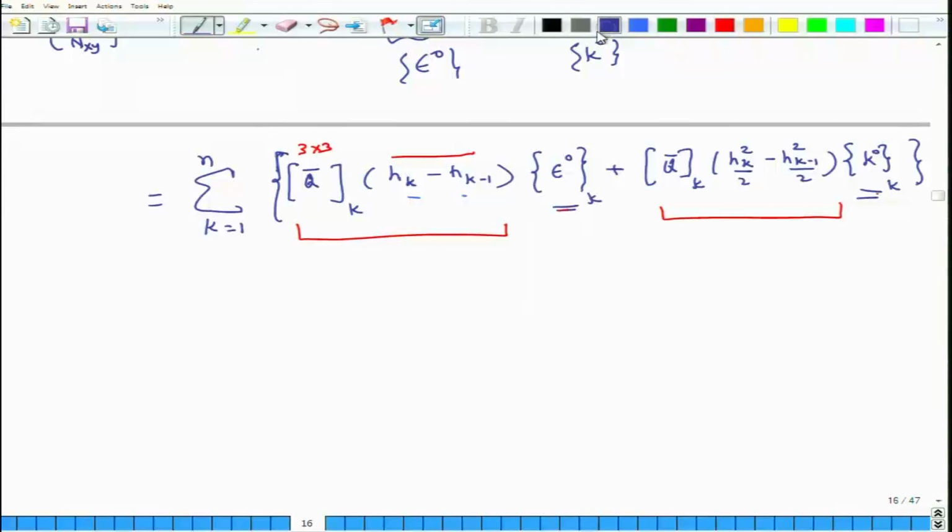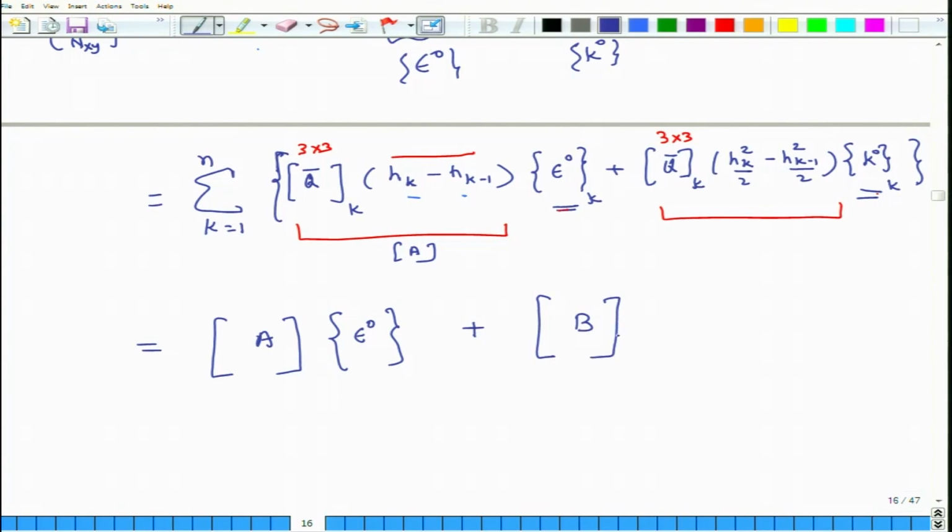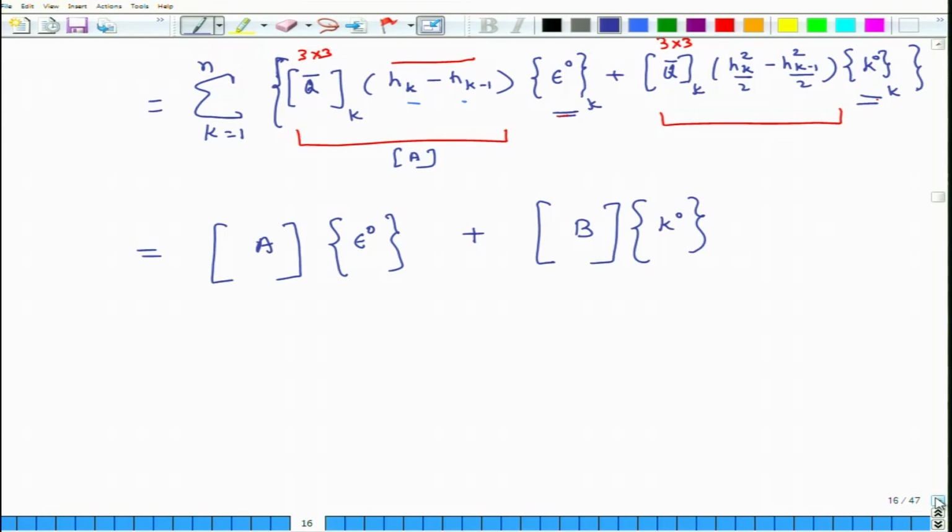Okay. So, that is equal to a 3 by 3 matrix A times the mid plane strain. So, from here I get A. Okay. And the same thing I do on the second one. So, here this is a 3 by 3 matrix, and h_k square by 2 minus h_k minus 1 square by 2 is a number. So, when I multiply that and add up all the consecutive terms, I still get a 3 by 3 matrix. So, the second term I get is another 3 by 3 matrix, which I call B, times the mid plane curvature k. Okay.